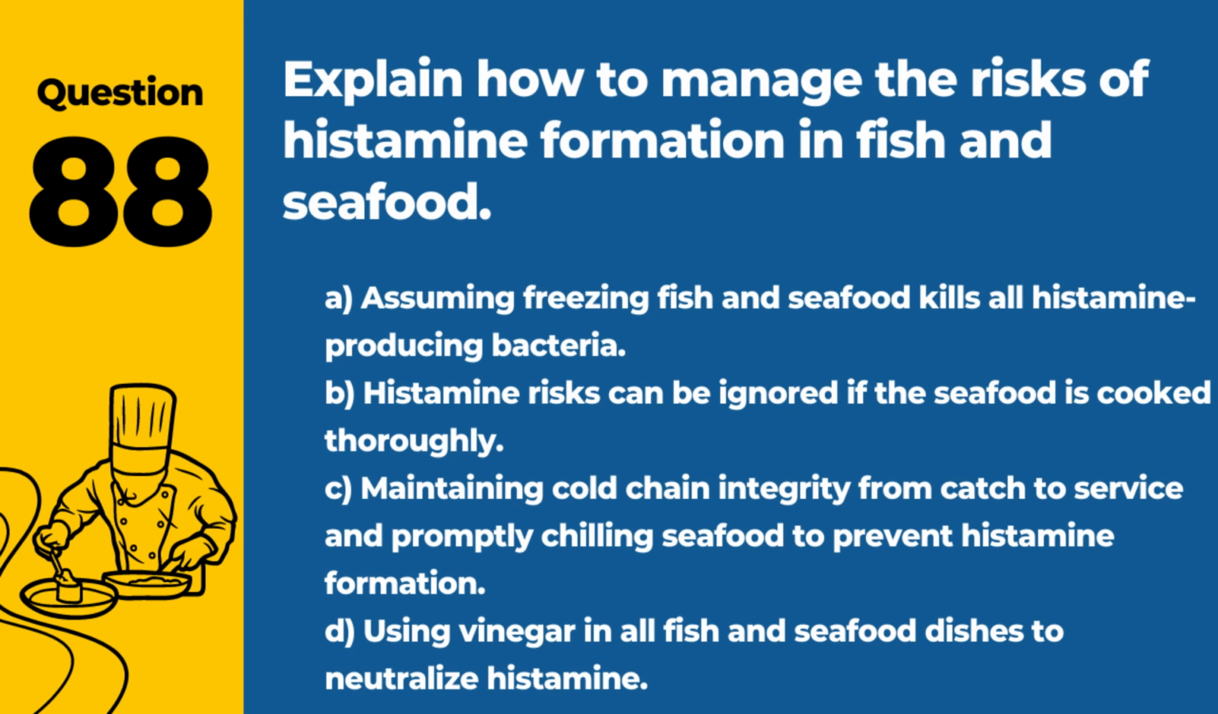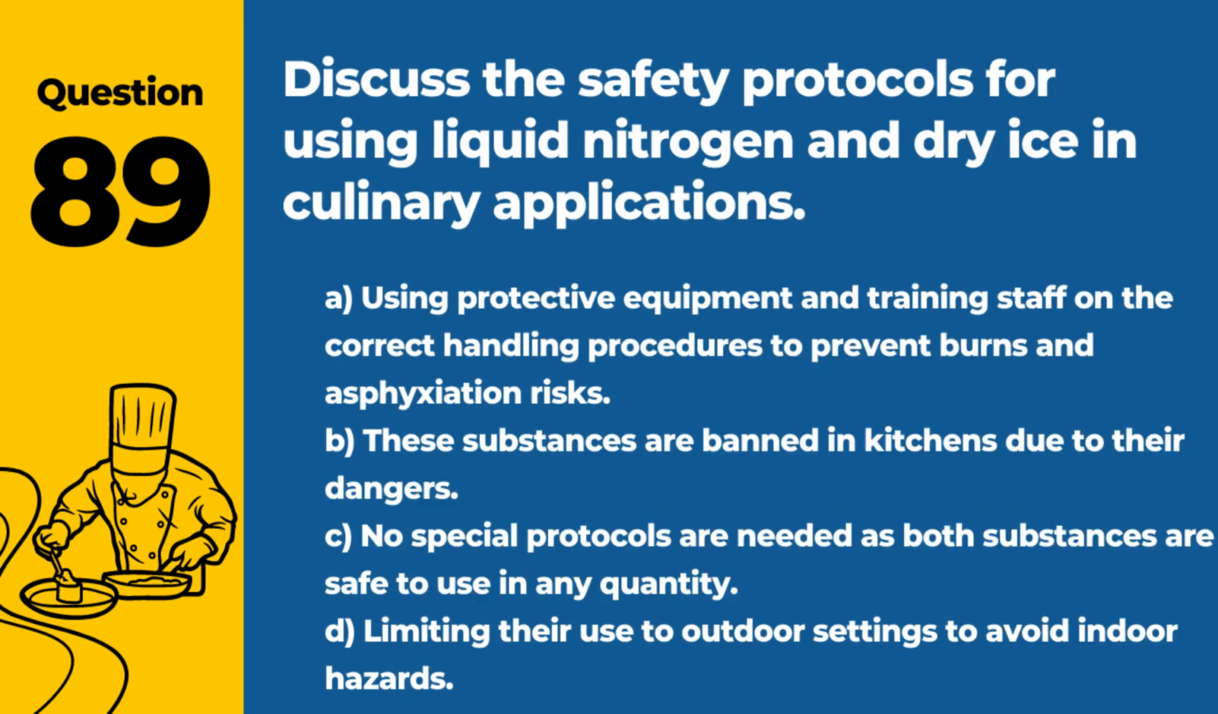Answer C. Maintaining cold chain integrity from catch to service and promptly chilling seafood to prevent histamine formation. Proper temperature control is critical to minimize the risk of histamine formation in fish and seafood, which can cause foodborne illness. Question 89. Discuss the safety protocols for using liquid nitrogen and dry ice in culinary applications.